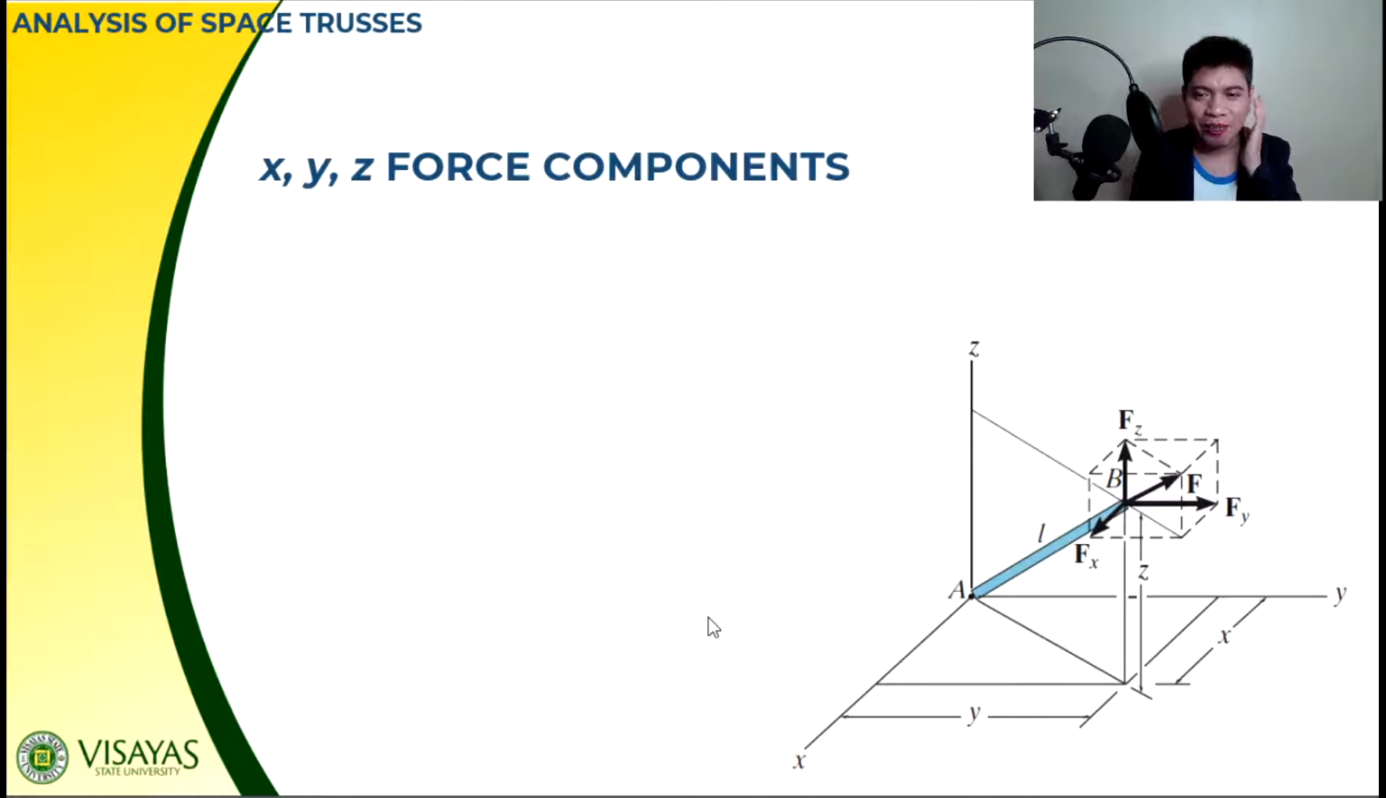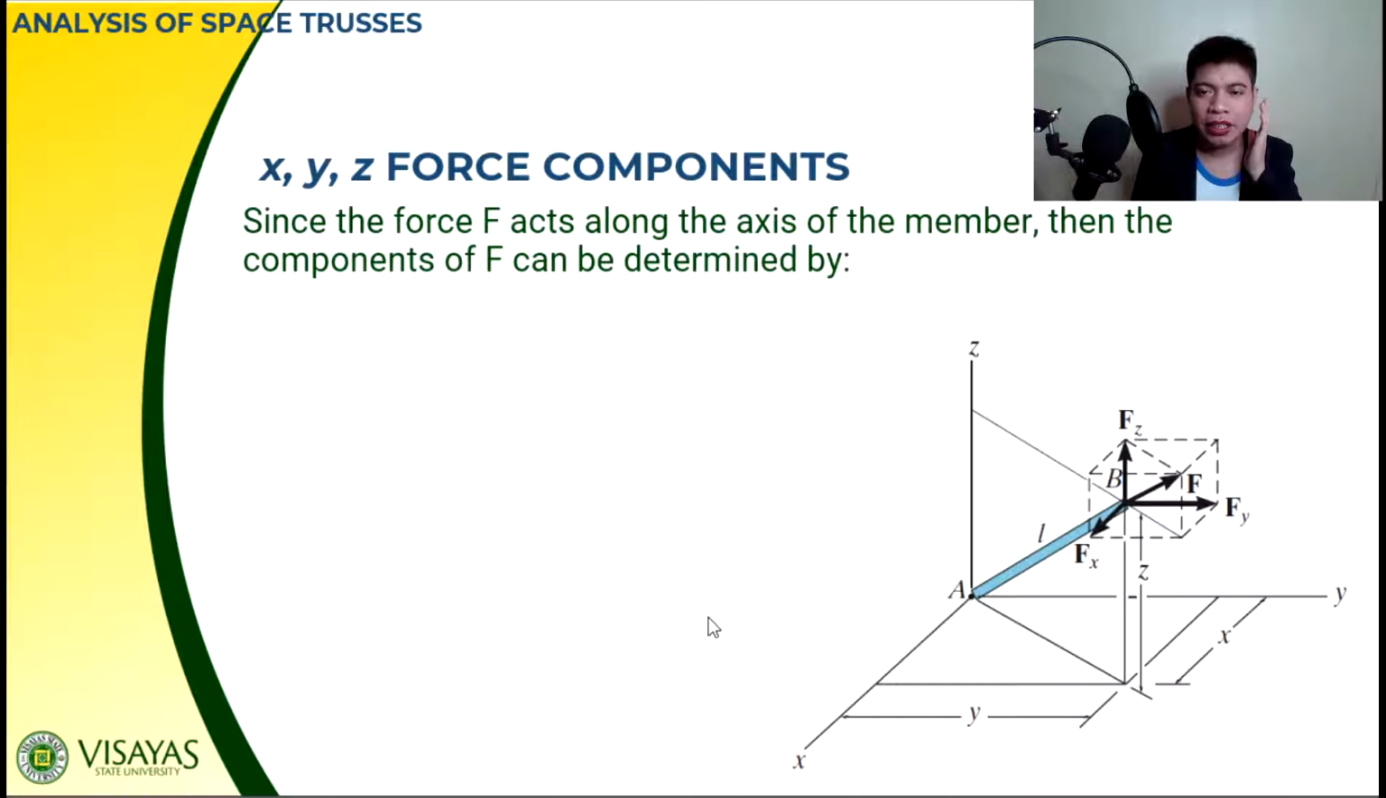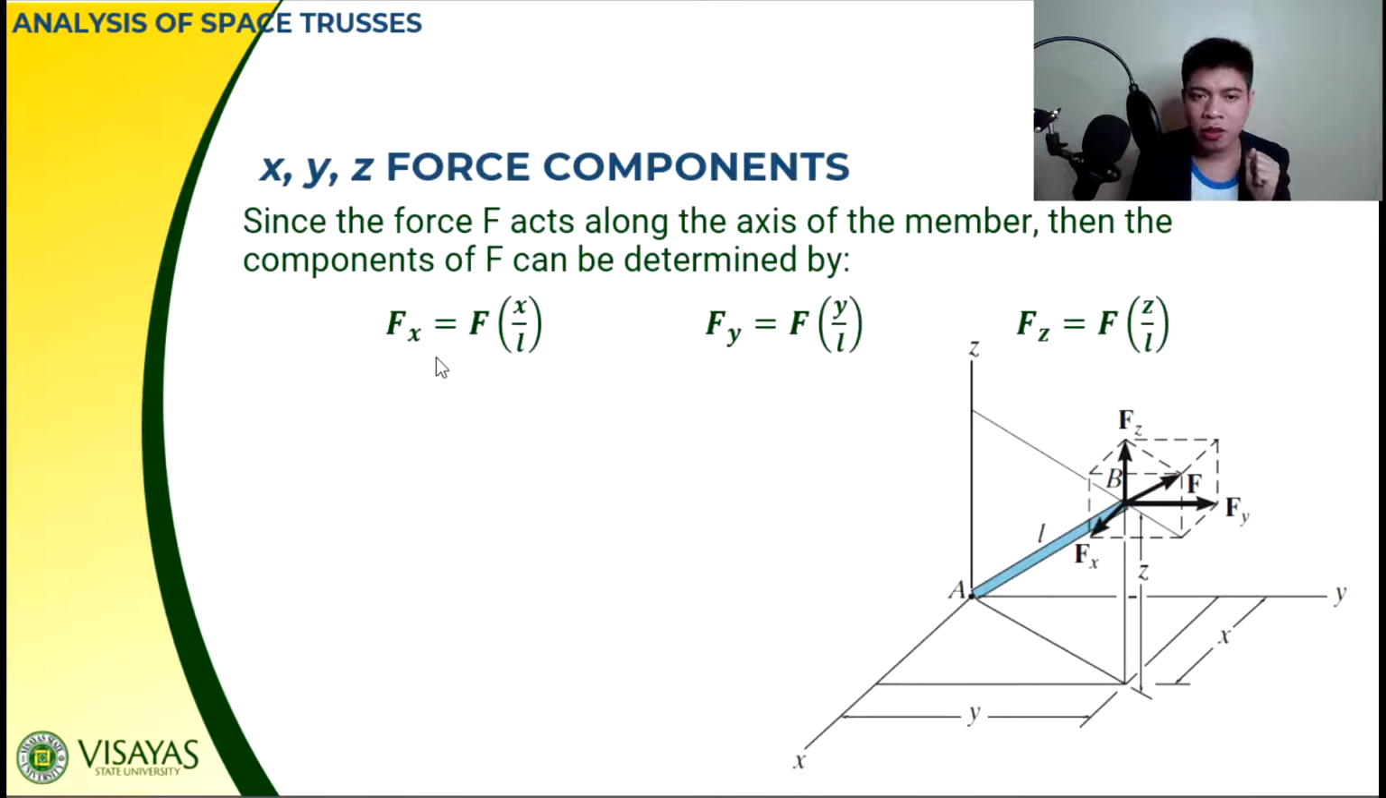Okay, so, yun nga. Para makuha natin yung ating mga components, kukunin muna natin yung L. So, ito yung L na kukunin natin. And then, we can compute now the force components using this formula. So, para sa X component, that is simply F, yung F natin is the magnitude ng ating force sa member AB, times X over L. Para sa F sub Y, Y over L. And para sa F sub Z, that is Z over L. So, madali lang siya, guys. Don't worry, hindi siya mahirap magkuha ng components.